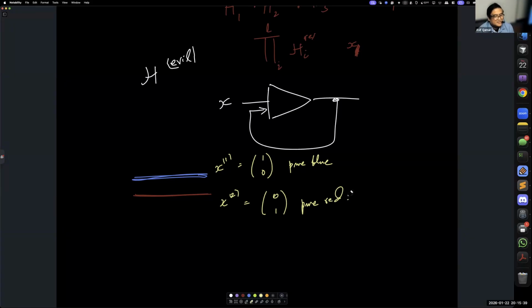Now, let us say that the signal is made up of two equally strong components, right? Equally strong means, let's say that they have 100 photons per second going through. So we will say 100 blue photons and 100 red photons. Does that make sense?